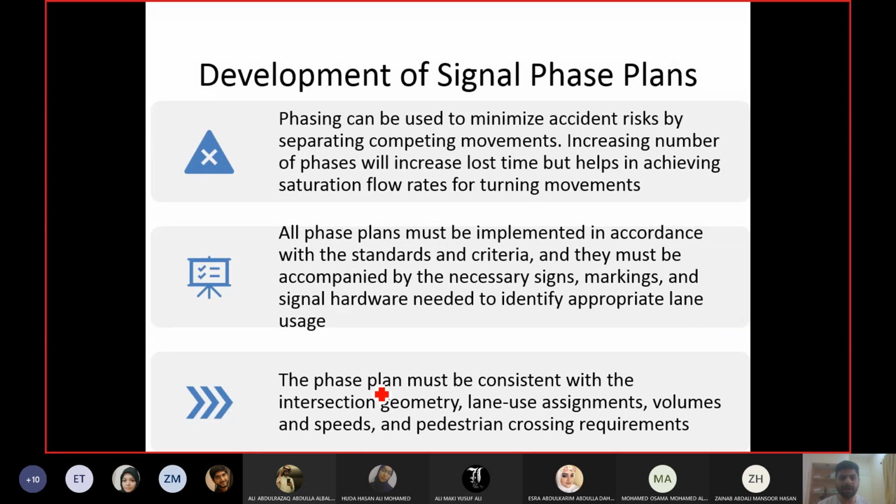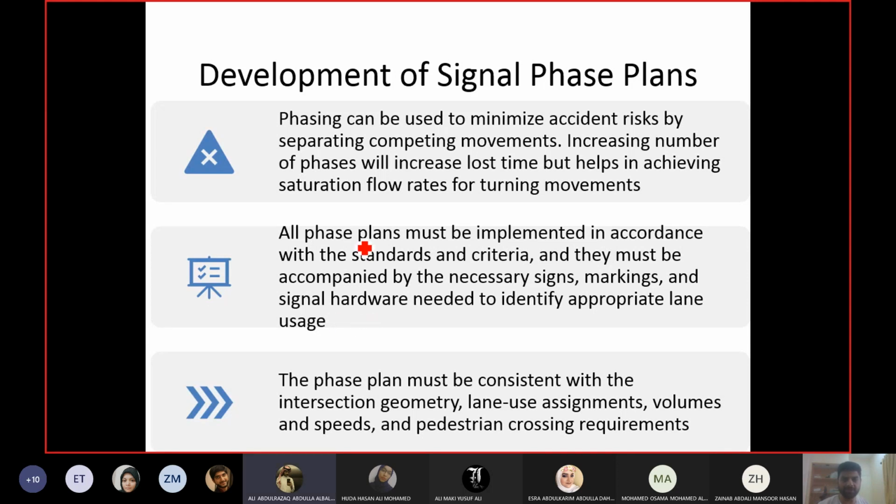And what do we mean by signal hardware? Obviously, if you are giving a separate phase for left turning, you will see a separate set of lights for the left turning as well. The left turning will have its own 3 lights, red, green, and yellow. Because it's separate, you will see it with the arrow sign, so there will be one set of lights for straight and another set of lights for left turning. This is what they mean by signal hardware.